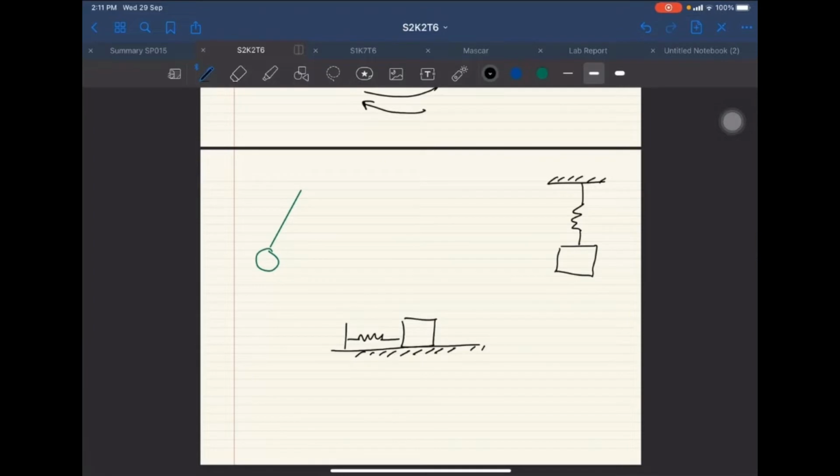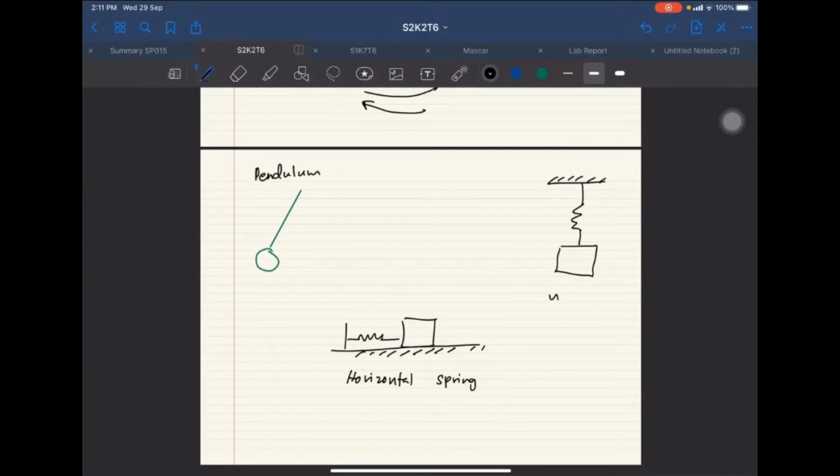Biasanya horizontal spring tu normally they will say that there's a frictionless surface, so that there's no energy loss. Okay. And this one is called pendulum. Horizontal spring, and this is vertical spring.